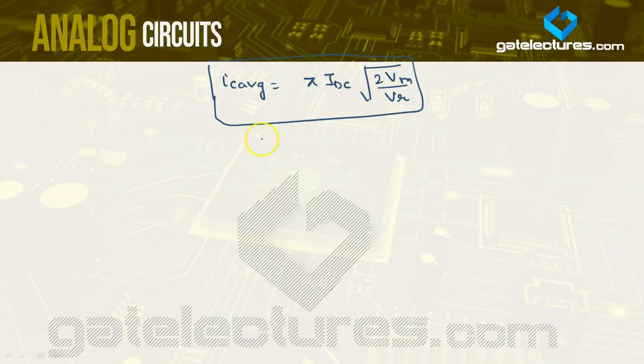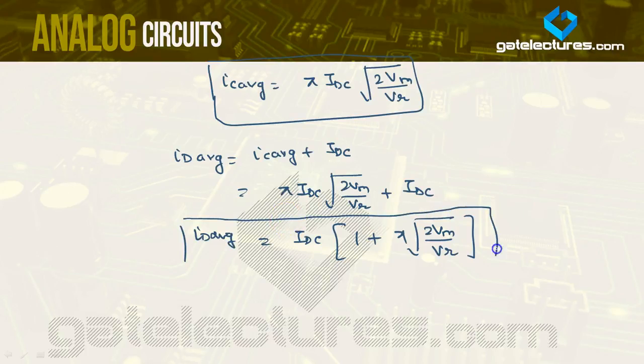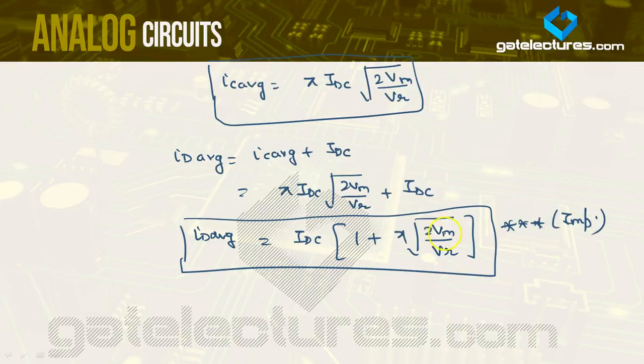Now if you plug this value into the expression for ID average, we know that ID average is equal to IC average plus IDC. So this is equal to pi into IDC square root of 2 Vm by VR plus IDC. This comes out to be IDC into 1 plus pi square root of 2 Vm by VR. So this is your ID average. This is a very important expression. Okay, understood?